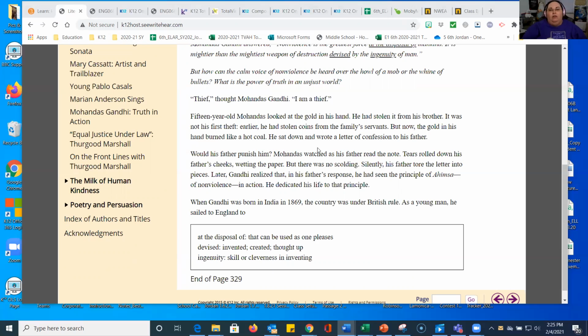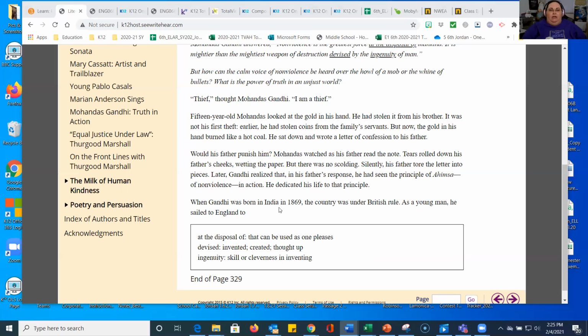He sat down and wrote a letter of confession to his father. Would his father punish him? Mahatma watched as his father read the note. Tears rolled down his father's cheeks, wetting the paper. But there was no scolding. Silently, his father tore the letter into pieces. Later, Gandhi realized that in his father's response, he had seen the principle of nonviolence in action. He dedicated his life to that principle.